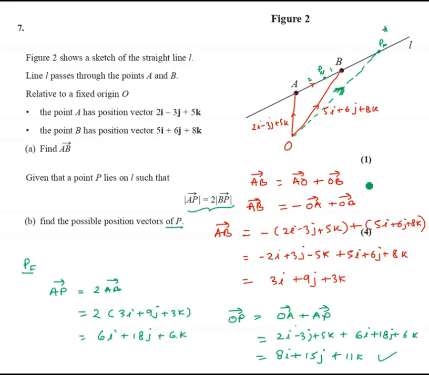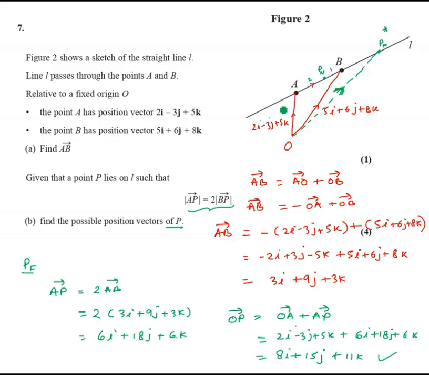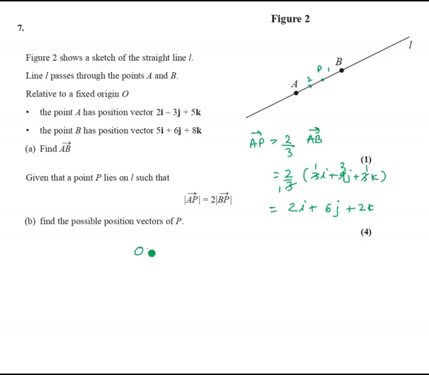So that's AP. This will give you, we divide by 3, so 3 divided by 3 is 1, 3 divided by 3 is 1i plus 3j plus 1k. Then 3 times 2, so it will be 2i plus 2 times 3 is 6j plus 2k. So 2i plus 6j plus 2k. So that's the AP vector. Now again, for the near point, the OP vector will be OA plus AP. This is for the near point, when P is in between A and B.